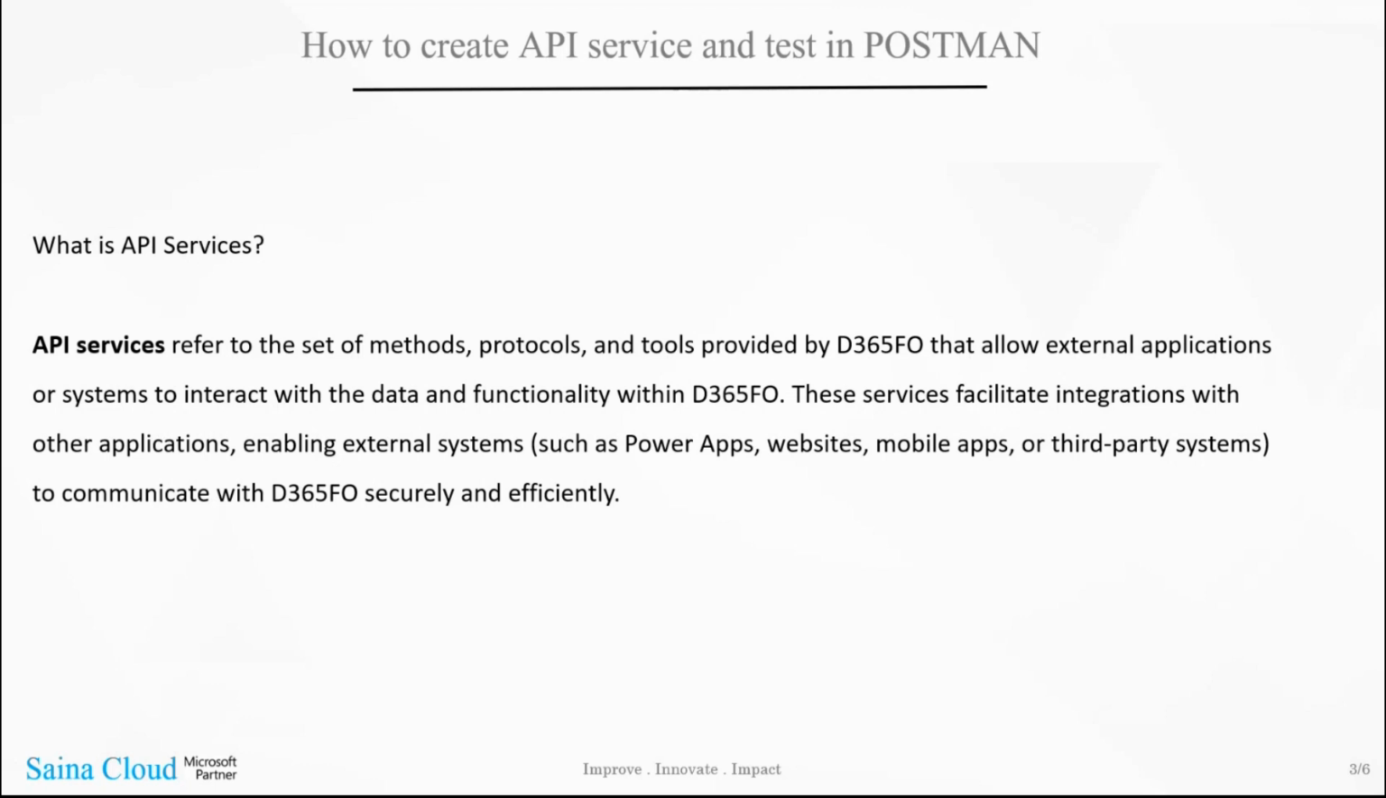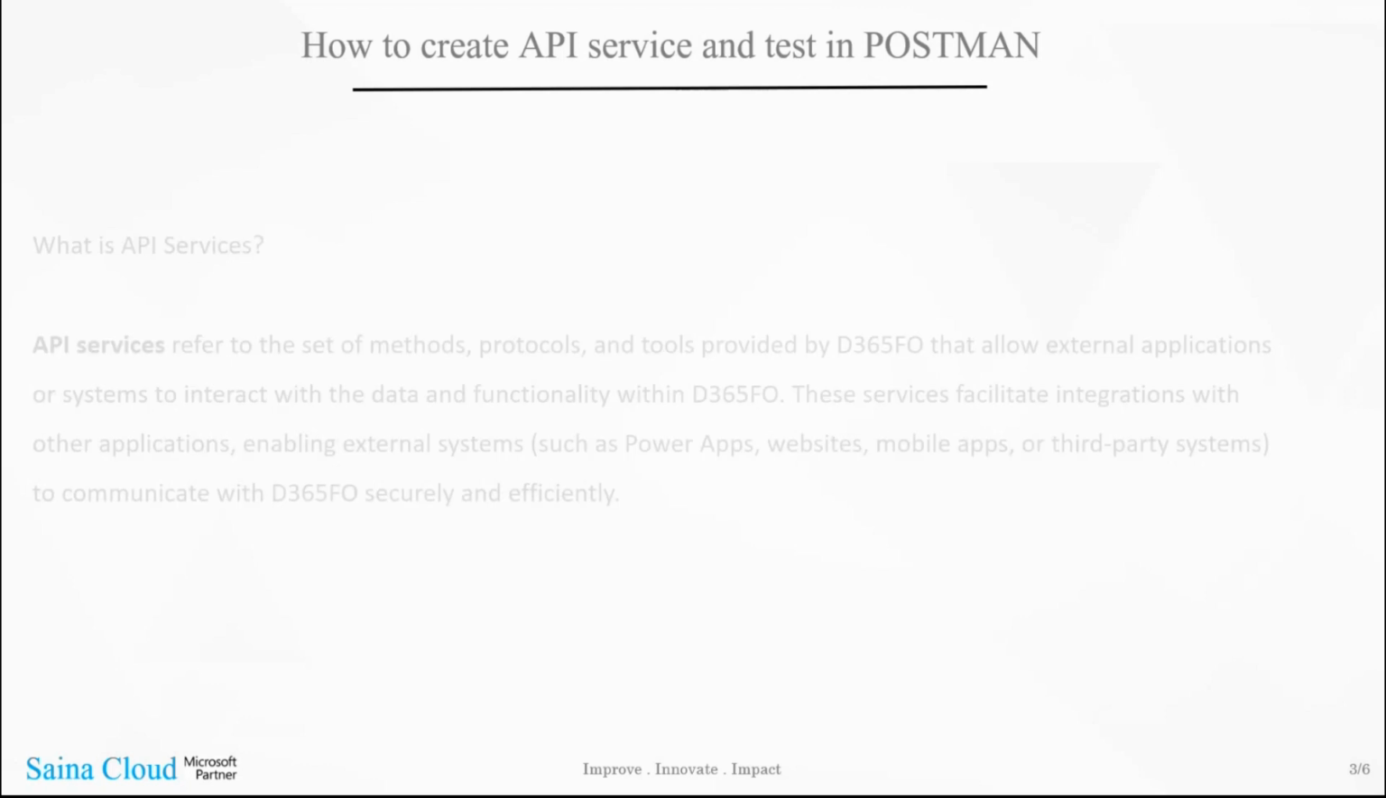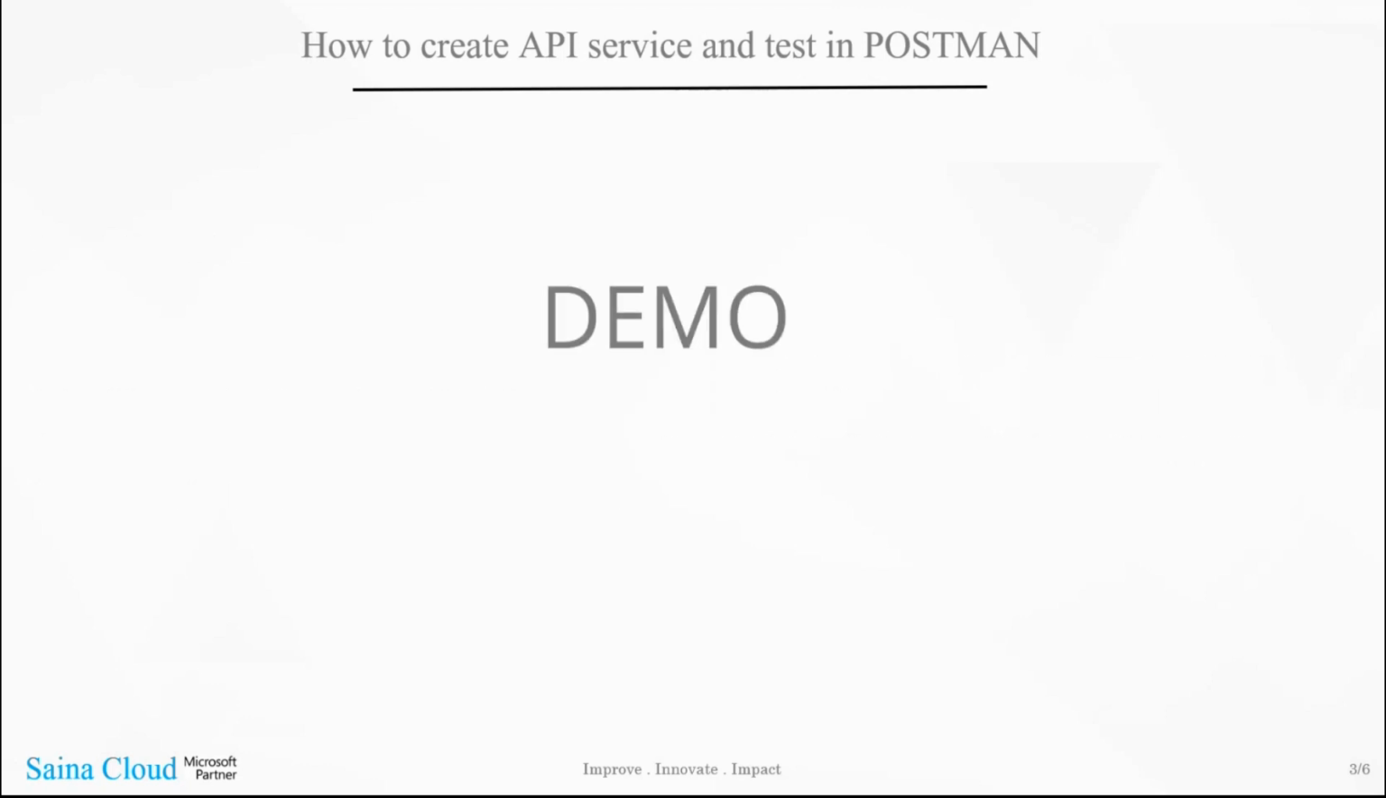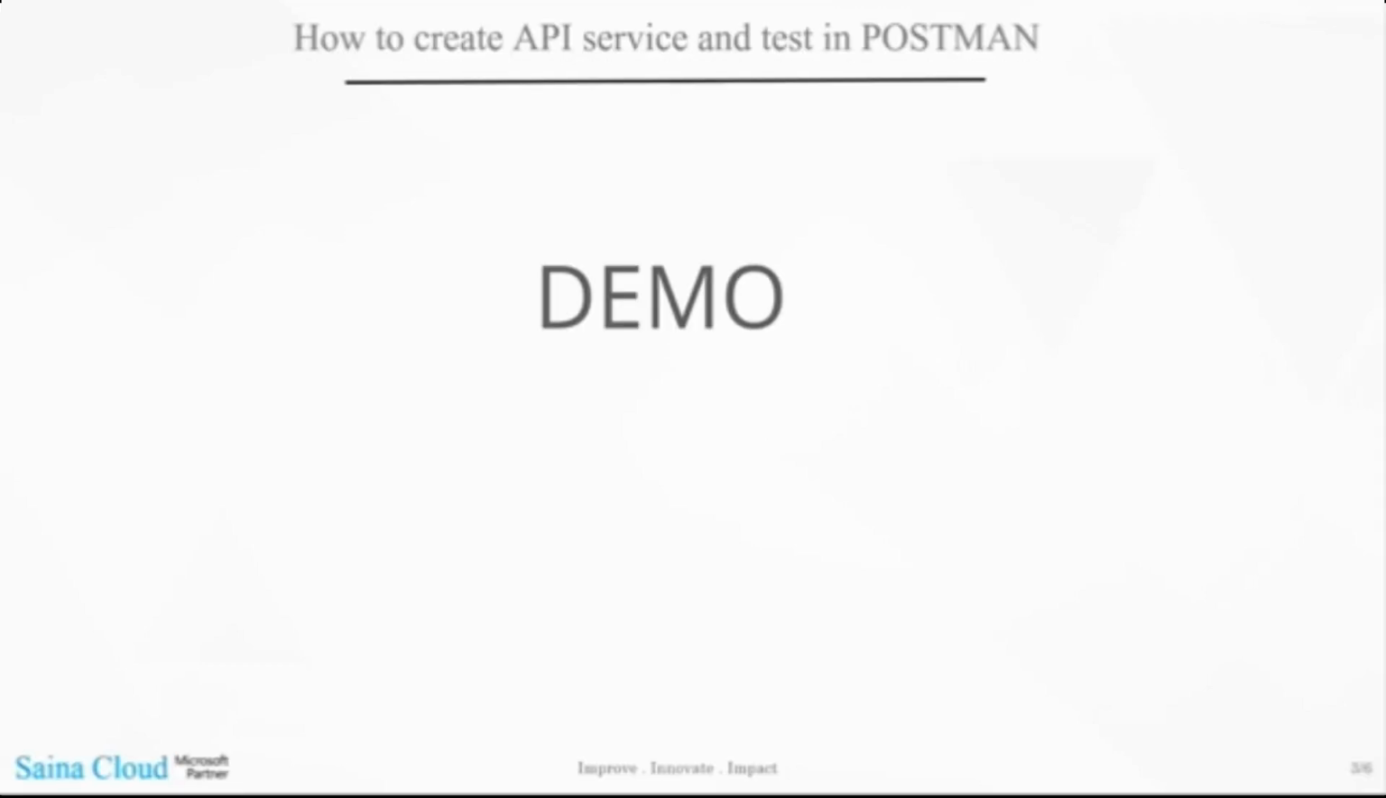These services facilitate integrations with other applications, enabling external systems, such as Power Apps, other websites, mobile applications, or third-party systems, to communicate with D365 securely and efficiently. I would like to show a short demo of how to create APIs and how we can test it in Postman before we integrate with others.